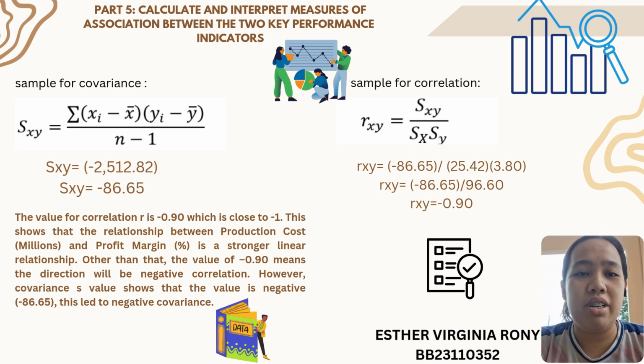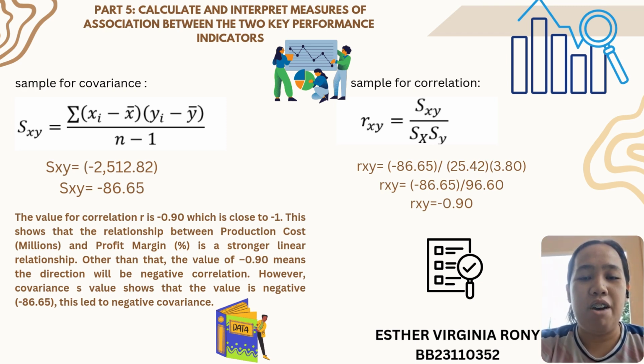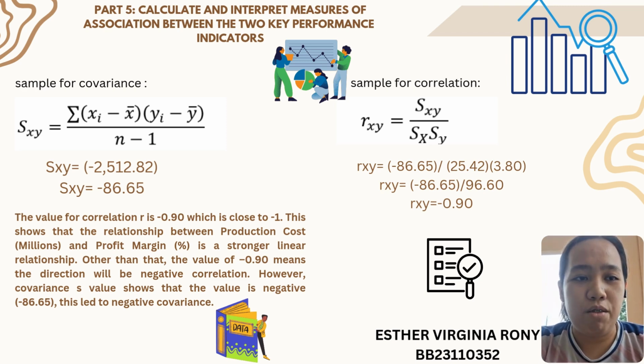After we get the mean numbers, we will calculate the covariance. Here my value for covariance is negative 86.65. After we get the value for covariance, now we can calculate the correlation. My value for correlation is negative 0.90.